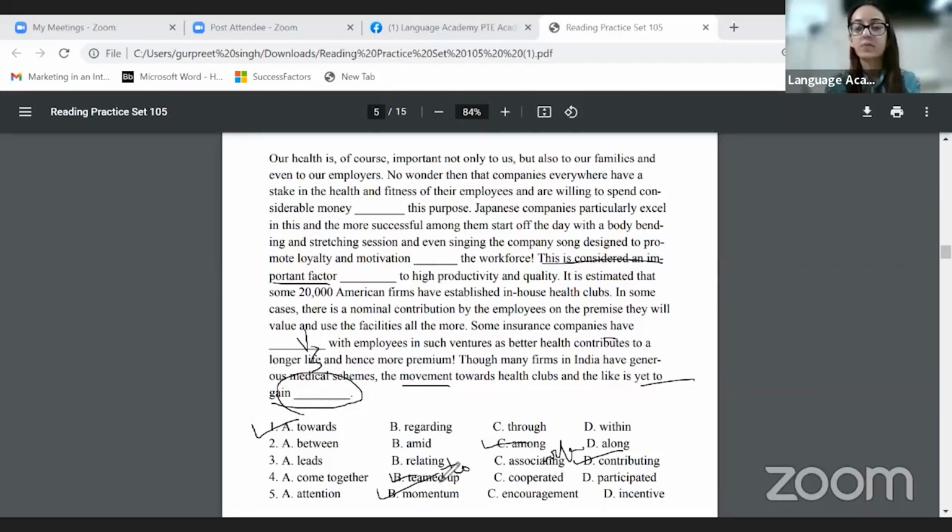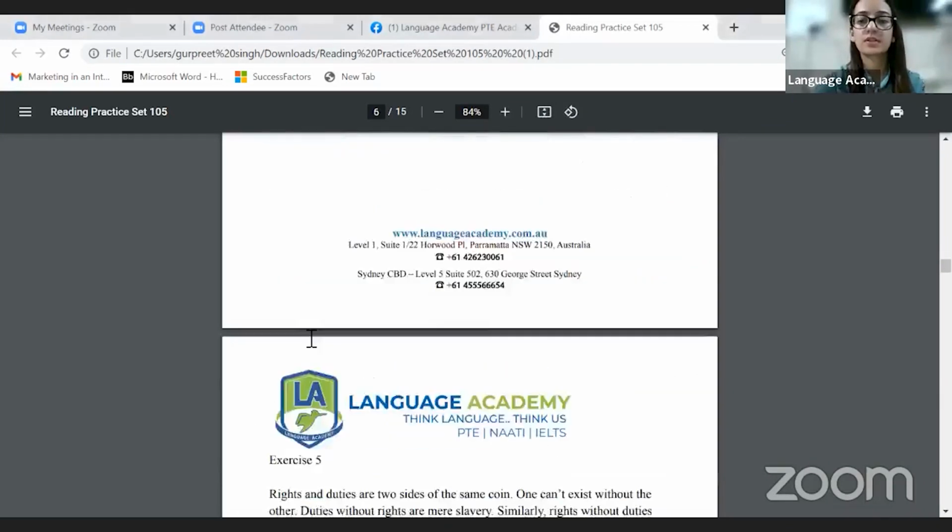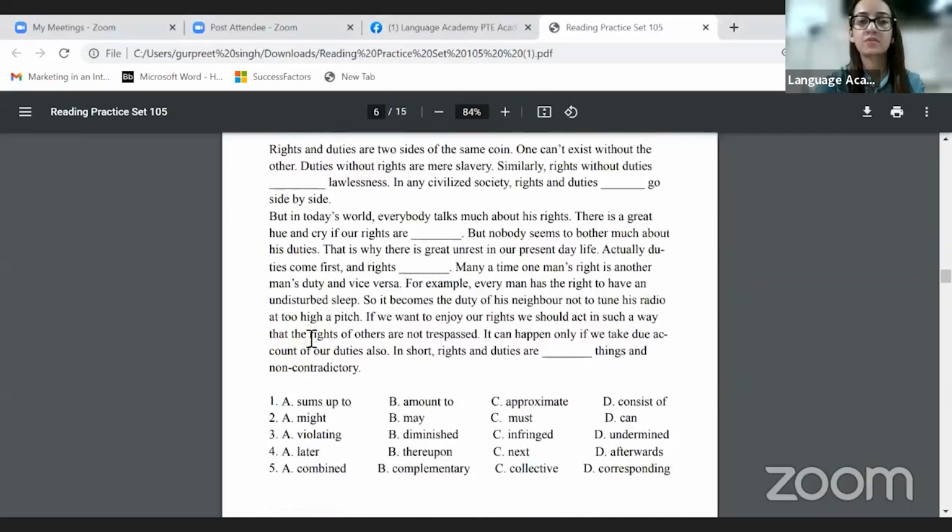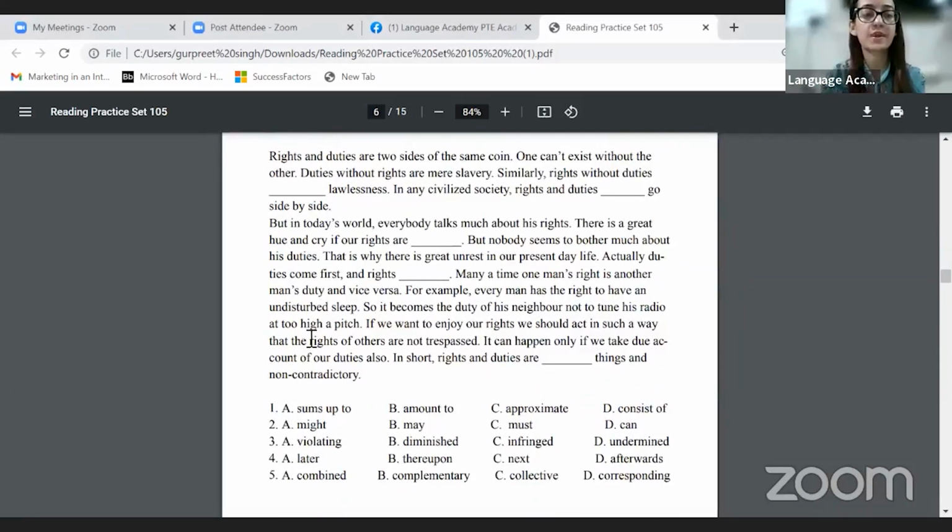Any confusions, anyone? Okay, all good. Let's move on to the next one. The last question for reading writing blanks. You have 2.5 minutes, and then post your answers, please.